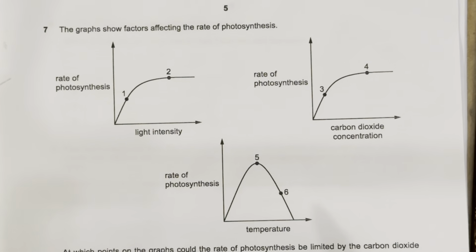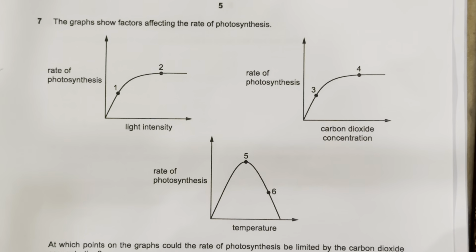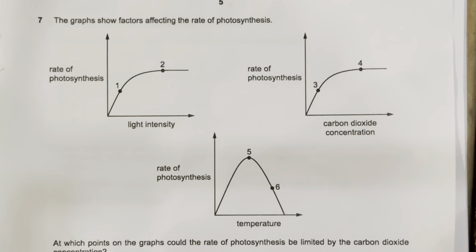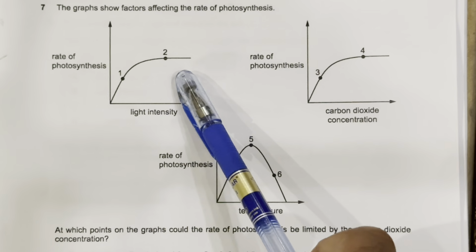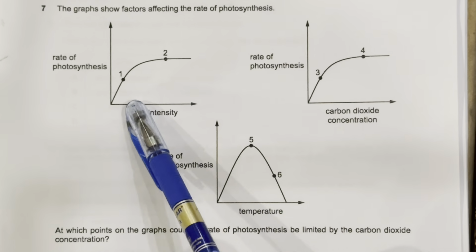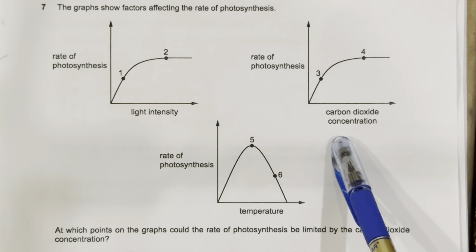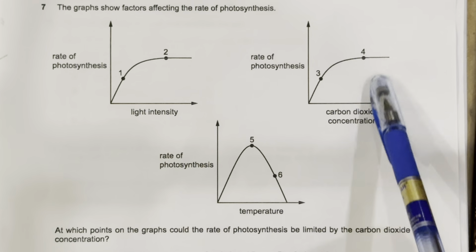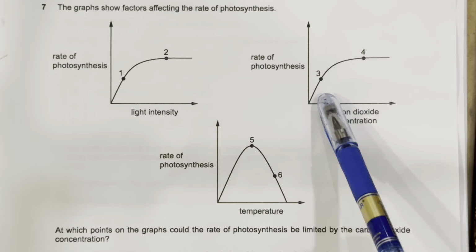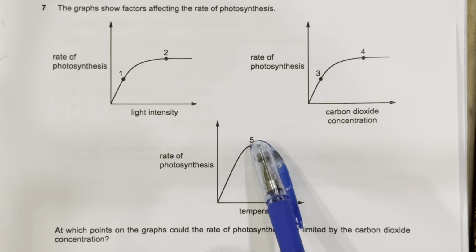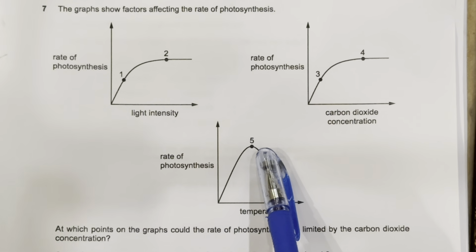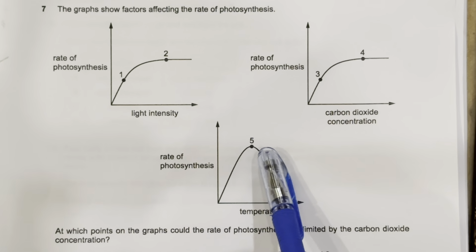Moving to question number 7. Again it is from the graph. The graph shows factors affecting the rate of photosynthesis. When light intensity is increased, the rate of photosynthesis increases. When carbon dioxide increases, the rate is also increased. And for temperature, at 5 the rate of photosynthesis is maximum.